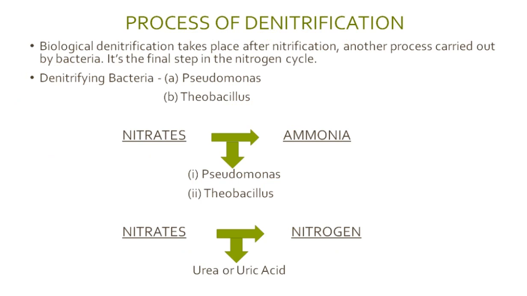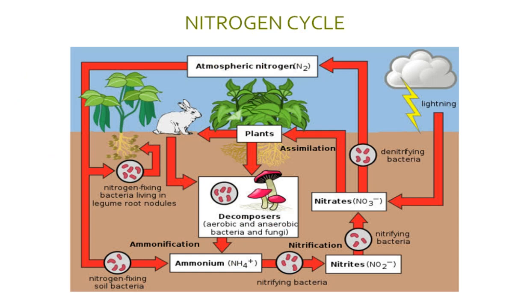So in the nitrogen cycle, after nitrification, the next step is denitrification. Denitrifying bacteria are Pseudomonas and Thiobacillus. Nitrates are converted into ammonia through Pseudomonas and Thiobacillus, and nitrates are converted into nitrogen through urea or uric acid. Alright guys? So this is the diagram of nitrogen cycle. The process of nitrification and denitrification is being explained here. You can see, guys.